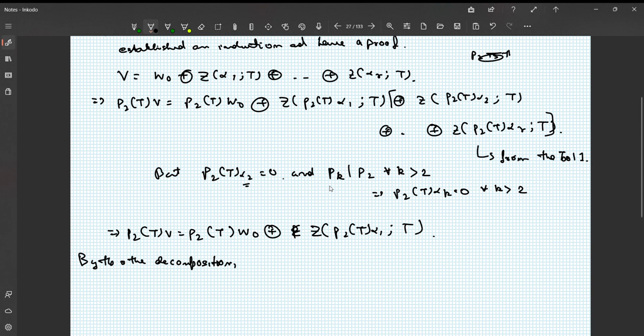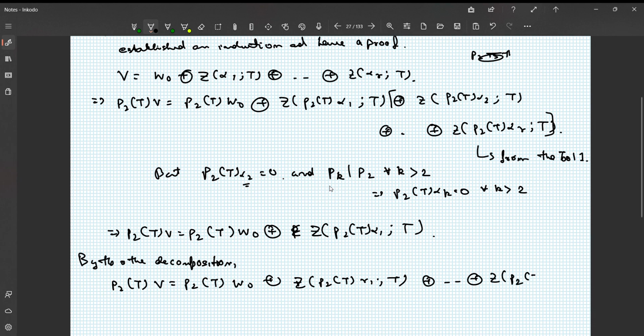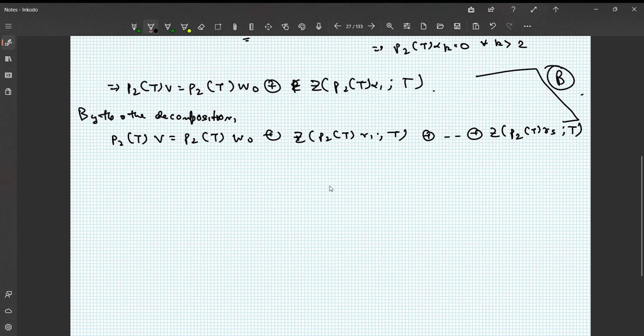Similarly, by the other decomposition, which was in terms of the vectors gamma, we can write P2(T) of V as P2(T) of W naught, direct sum the T-cyclic subspace generated by P2(T) of gamma 1, and so on till the T-cyclic subspace generated by P2(T) of gamma s, right? I guess this part is completely clear. So I name these two sets of statements as, let's say, A and B.